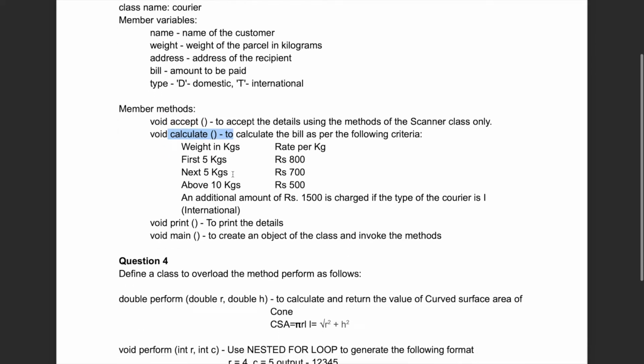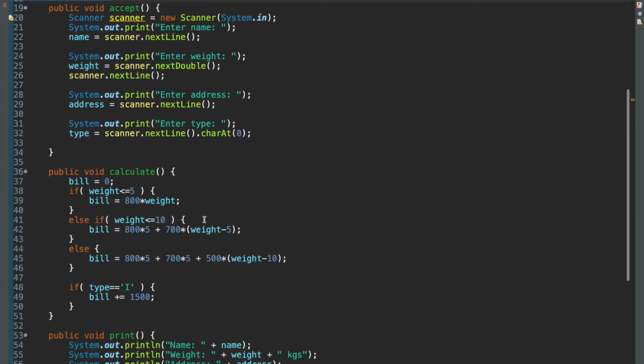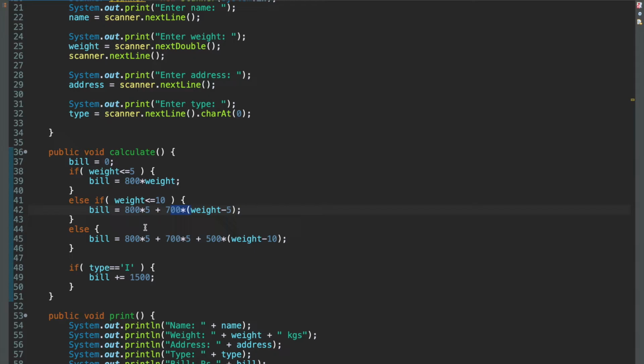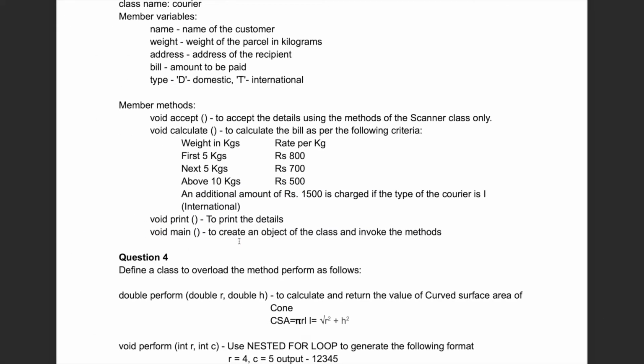Now in this calculation method, I have assumed that the first 5 kg is 800 per kg, the next 5 is 700 per kg, then above 10 it is 500 per kg for all the weight after 10 kgs. So my if condition becomes: for the first 5 it is 800 times the weight; for the next 5 it is first 5 into 800 plus 700 into the remaining weight; and for above 10 it becomes 800 for first 5, 700 for next 5, and then 500 for the remaining weight. And if the type is international, my bill is plus equal to 500.